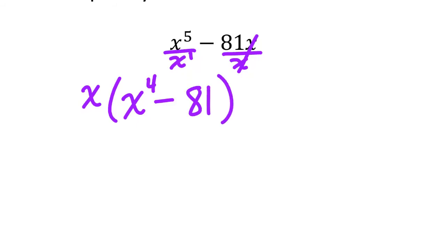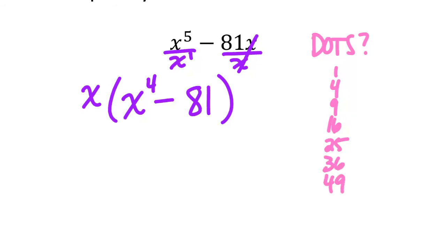And then you're looking for your perfect squares. So for your perfect squares for dots, we have 1, 4, 9, 16, 25, 36, 49, 64, 81. Yeah. So 81 is a perfect square. And remember, if you don't have something right here, that means it's like a 1. So I have the 1 and I have the 81 on the list.